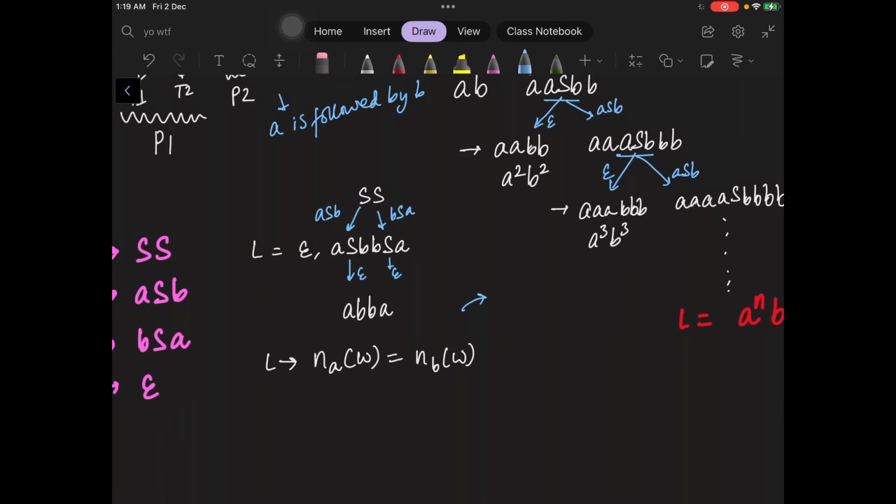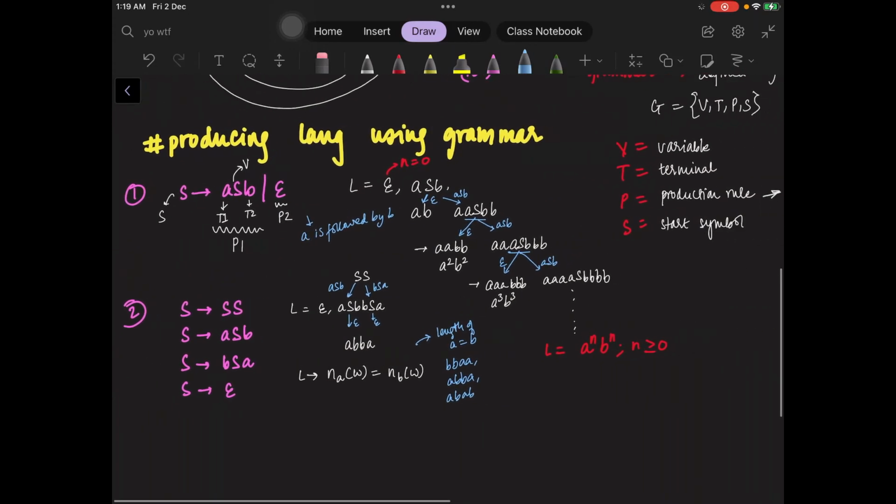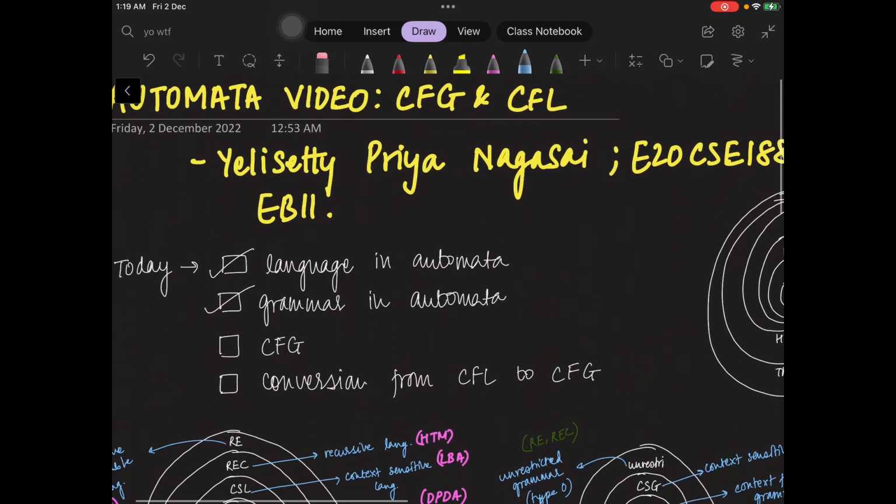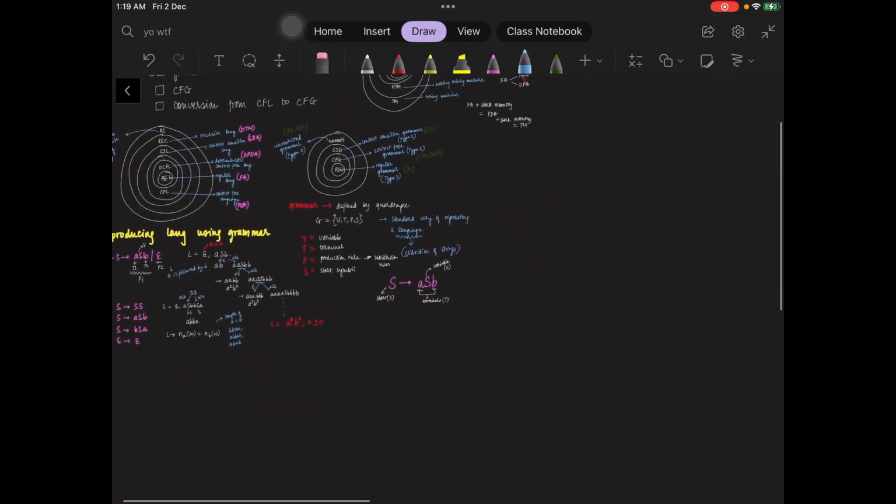Here only the length of A is equal to B, but they can be in any order. They can be like B B A A, A B B A, A B A B. It doesn't have a finite way of going ahead with this. Now let's come to the end of the video where we will be producing grammar using a certain language.